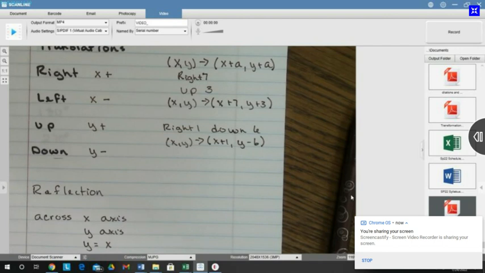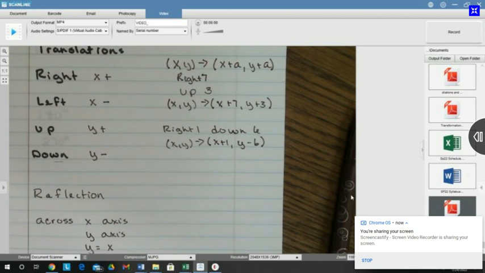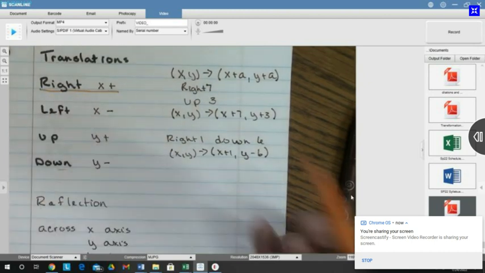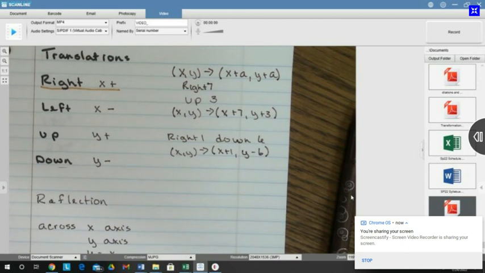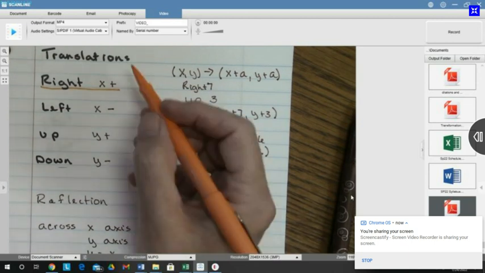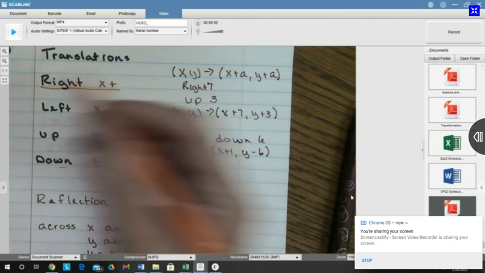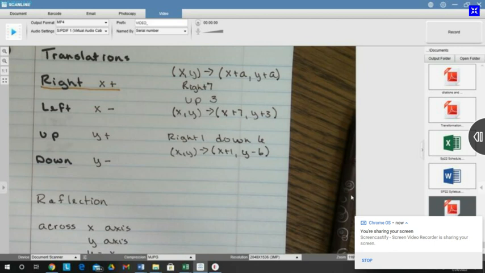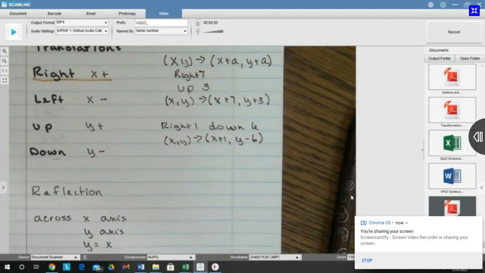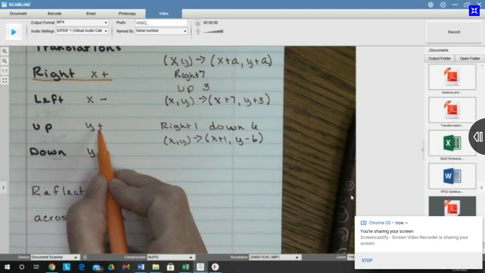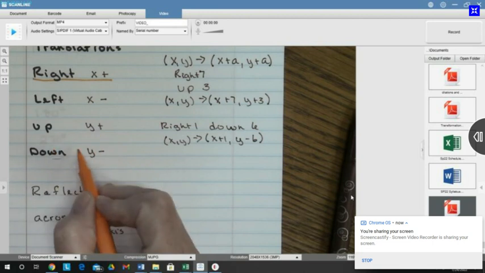Okay, we have transformations. In our first one, write this down, guys. Right is x plus. If I have right 3, I'm going to say x plus 3. If I have right 8, I'm going to say x plus 8, and I'm going to move my shape 8 spaces to the right. Left is x minus, up is y plus, and down is y minus.